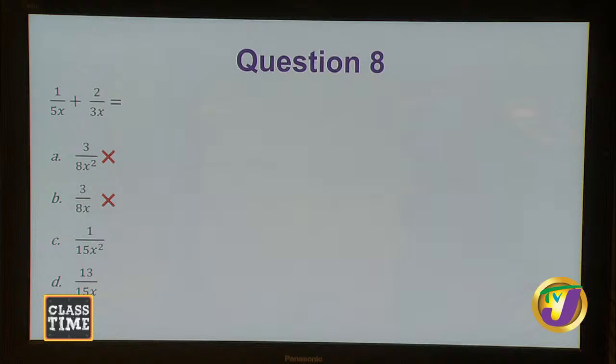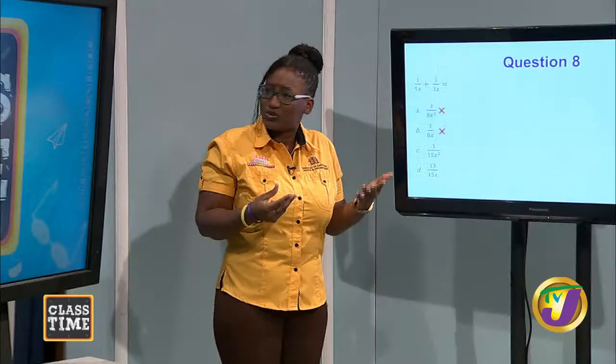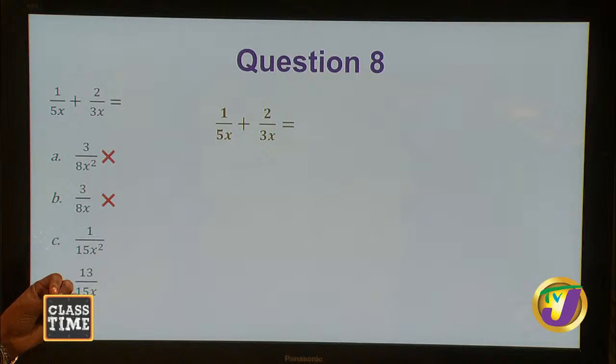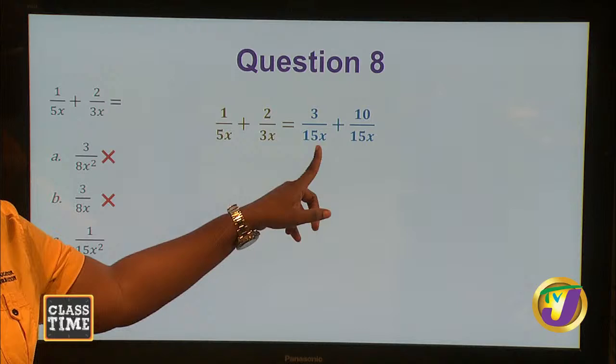But what's the LCM, though? 15x. So the LCM is actually 15x. Now, just as though we would work our algebra or regular fractions without variables, it's the same idea. So let us now look at what our numerator will be now that we have found our LCM. So we have rewritten the fractions using 15x as our denominator.